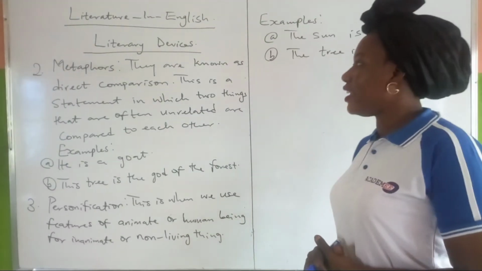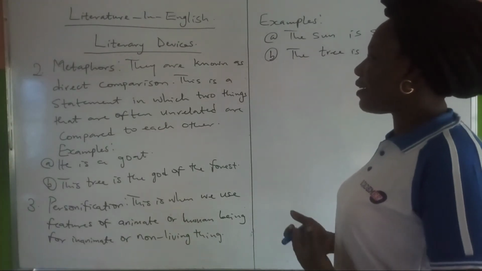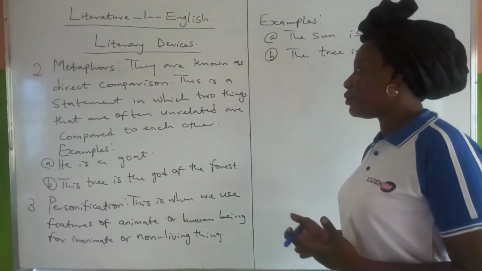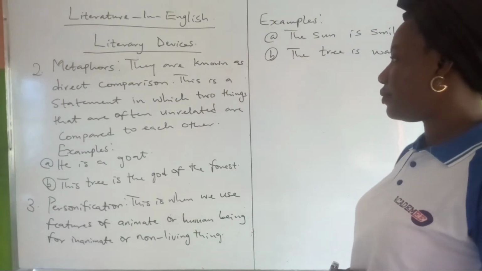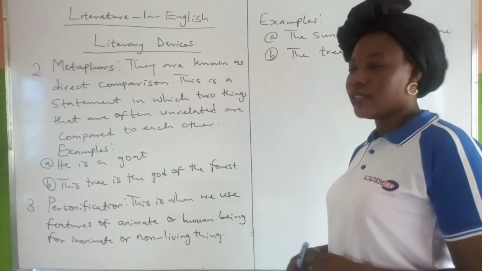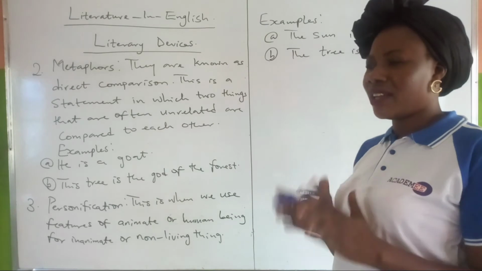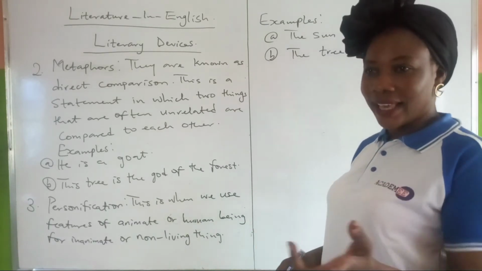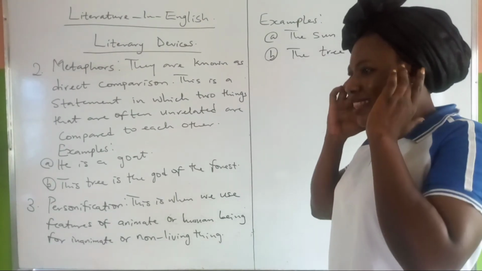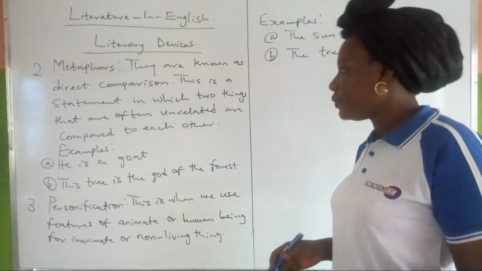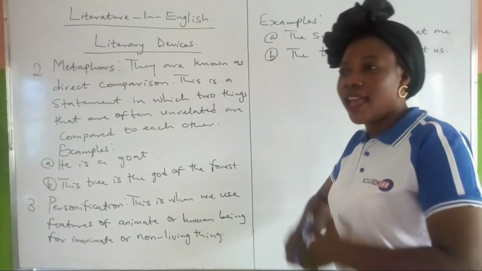Then the second one here is metaphors. What are metaphors? They are known as direct comparison, and this is a statement in which two things that are often unrelated are compared to each other. Example: he is a goat. When you call a human being a goat, you can see I'm not using the word as or like. You are saying it directly, either because you are angry or because that person really deserves to be called that name.